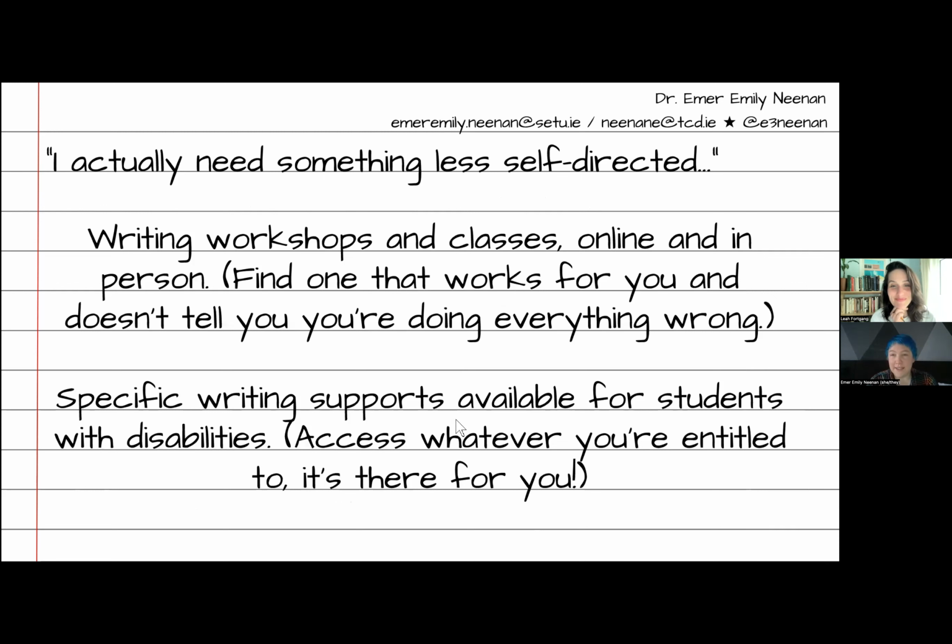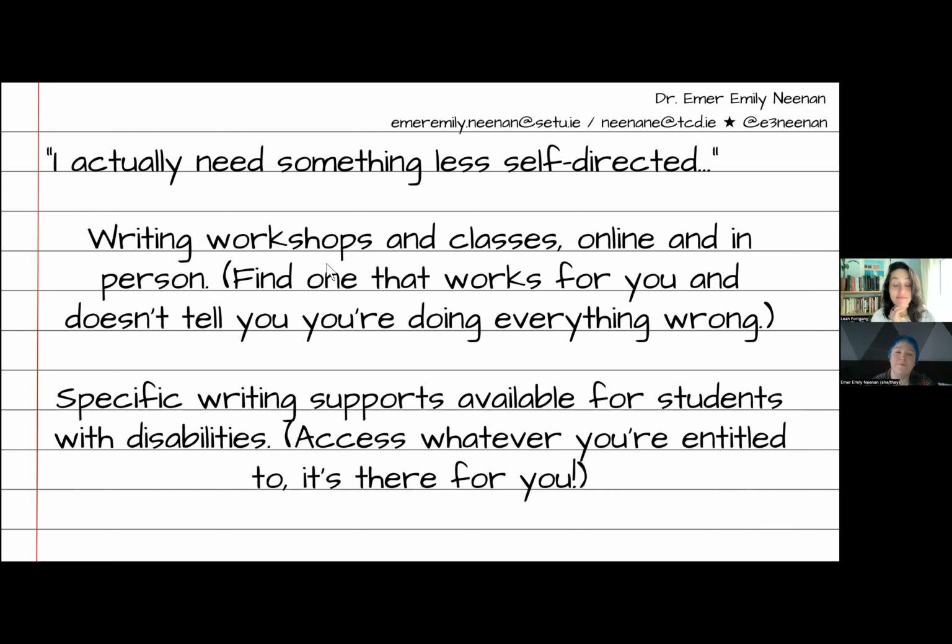If you need something that's less self-directed, if you don't think you're actually going to read something by yourself, there are loads and loads of writing workshops and classes. A lot of them are online these days. Do be aware that some of them will tell you that you're doing things wrong, and some of them won't click with you. And that's not a reflection on you, or necessarily even a reflection on them. It just means that everyone is different. And especially if you're neurodivergent, don't feel bad if the advice doesn't click with you, or if you can't figure out ways to implement the advice. It just means that the advice isn't for you.